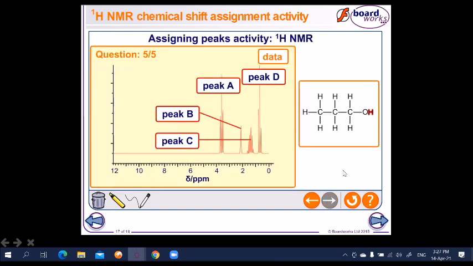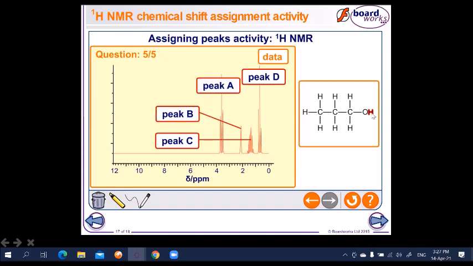Okay, now we got, oh my God, 4 different peaks. All right, so we have a boring CH3 part here. That would be peak D, so that's definitely not it. The CH2 is a little bit less boring, but still a little bit boring. So that could be peak maybe C, perhaps, who knows. But then you've got peak A and B.